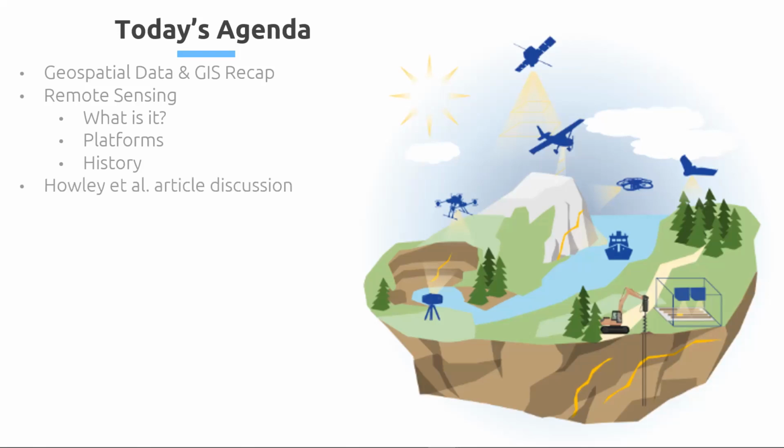Then we'll talk about the Howley et al. article that you should have read before class. I hope you all read it. I know it's a little bit different than some of the other papers that we've read because it's more of an academic paper, but I hope that you were able to read it and understand it. Then we'll talk about Indiana map, and in doing so, we'll end the class with an activity on remote sensing.